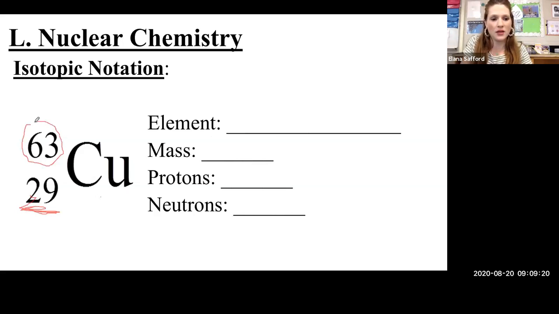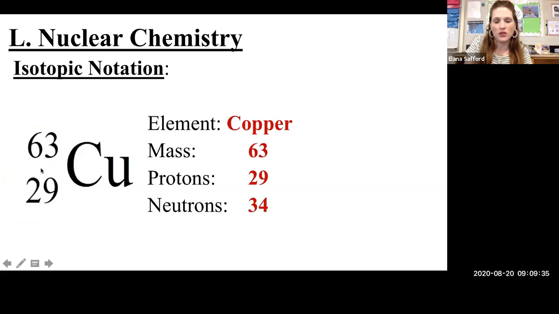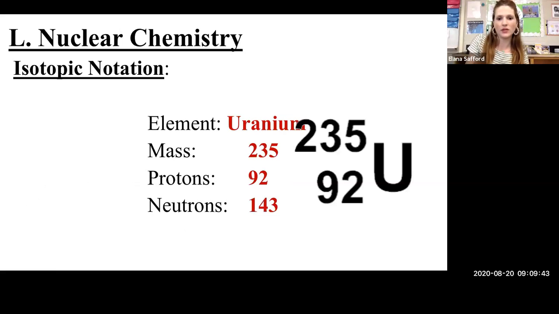The mass is the protons plus the neutrons. So that is 63. And I can get the number of neutrons all by themselves by subtracting. So I would subtract to get that number, okay? Which is 34. 63 minus 29 is 34. That's my isotopic notation. Okay, and this I'm just gonna go through quickly because we already did a bunch of examples.